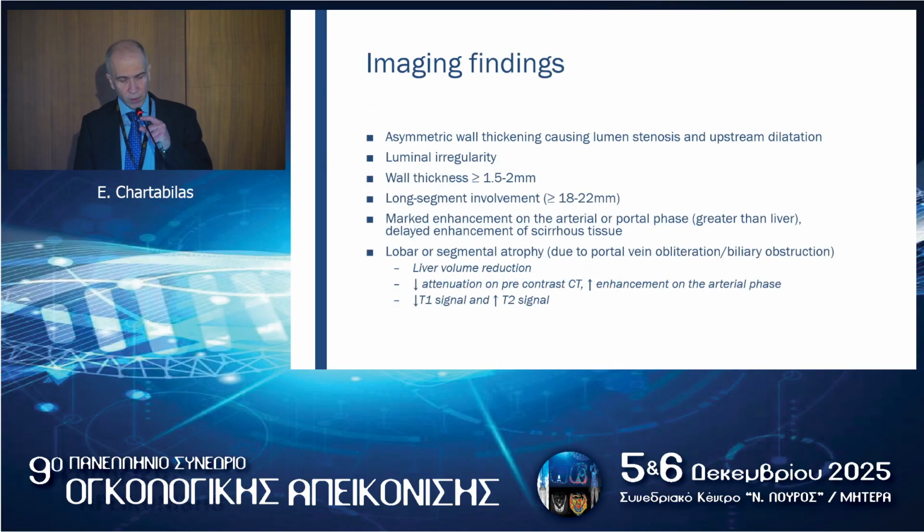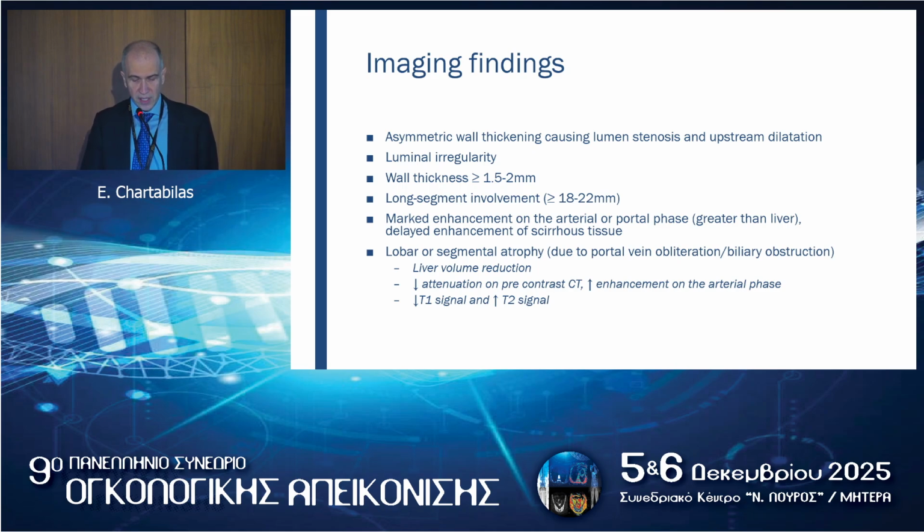What will we see? We will see asymmetric wall thickening causing lumen stenosis and upstream dilatation, luminal irregularity. The wall is thickened, particularly more than 2 millimeters. Involvement tends to be lengthy, so we have more than 2 centimeters. And there is marked enhancement on the arterial and portal phase, and delayed enhancement if we have a scirrhous tissue in a mass-forming lesion.